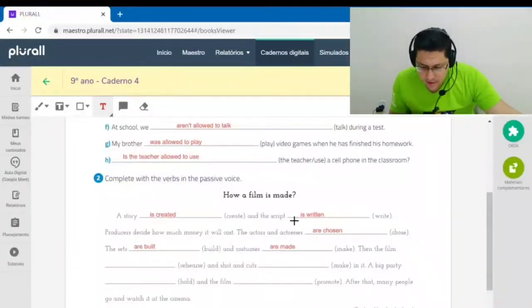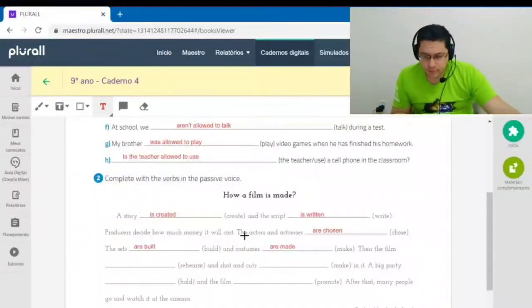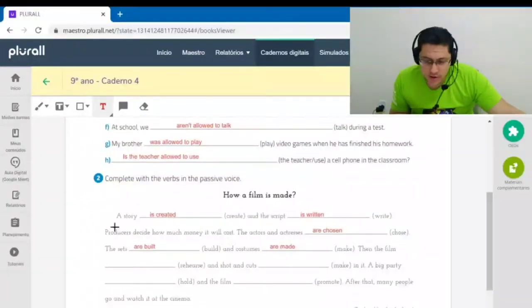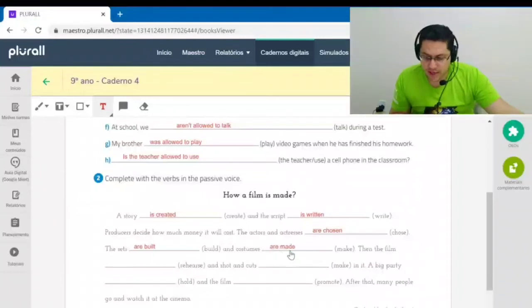Então, o que foi falado aqui até agora? Uma história é criada e o script é escrito. O roteiro, né? Os produtores decidem quanto dinheiro será gasto. Ou vai custar, né? Custará. Os atores e atrizes são escolhidos. Os sets ou locais de filmagem, né, são construídos. E geralmente são locais fechados que simulam, às vezes até um lugar aberto. And costumes are made. E os... caramba, como é que fala em inglês? E o figurino, né? Costume é vestimenta. E os figurinos são criados.